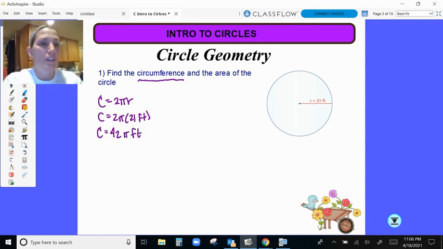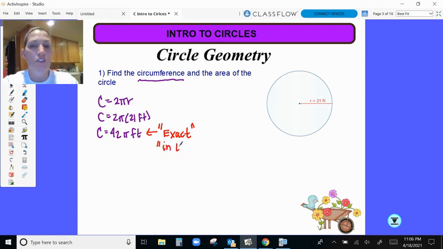And I want you to notice something. This is an exact answer, okay? And you'll notice that sometimes it's going to ask you for an exact answer. And that's what it means. You're not going to multiply pi out. This is also sometimes referred to as leaving your answers in terms of pi. Okay? So you're going to leave it in terms of pi, and so you're not going to multiply it out.